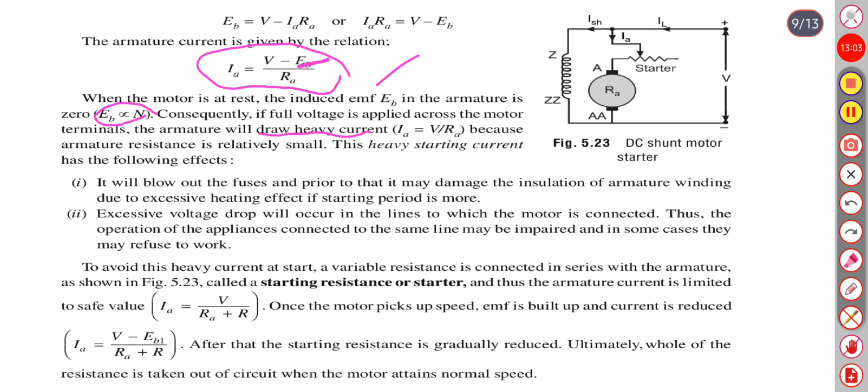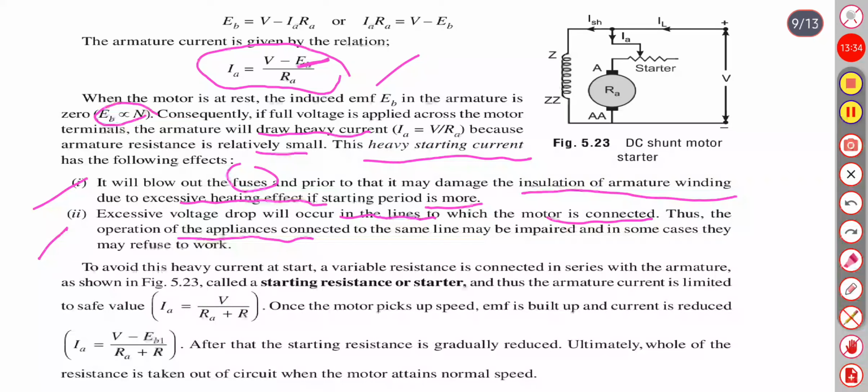Because armature resistance is relatively small, the heavy starting current has the following effects. First, it will blow out the fuses and, prior to that, may damage the insulation of the armature winding due to excessive heat if the starting period is long. Second, excessive voltage drop will occur in the line to which the motor is connected. Thus, the operation of other appliances connected to the same line may be impaired, or in some cases they may refuse to work or may stop.